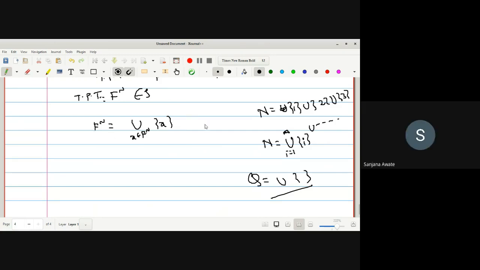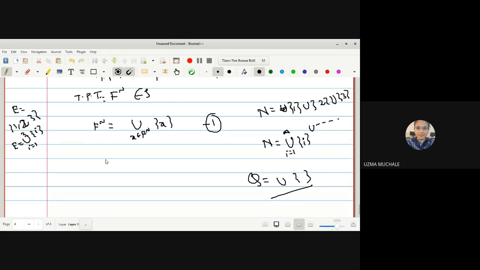Yes, ma'am. Okay, any set we can write as a union of singleton X. Suppose I have the set is 1, 2, 3. Okay, let us say this is E. So I can write E as a union of all I, where I runs from 1 to 3. And hence I can write this.